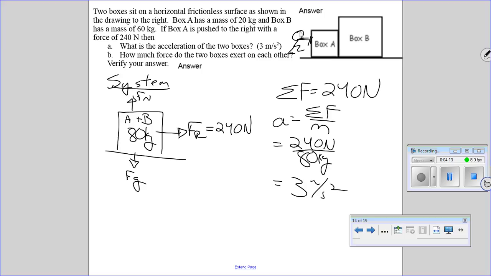Yes, sir. He's pushing box A into box B. Wouldn't there be an action-reaction pair? Wouldn't box B push him back? I'm glad you said this. I was going to talk about this in a minute. Hold tight for one second. No, I guess I need to talk about it now.